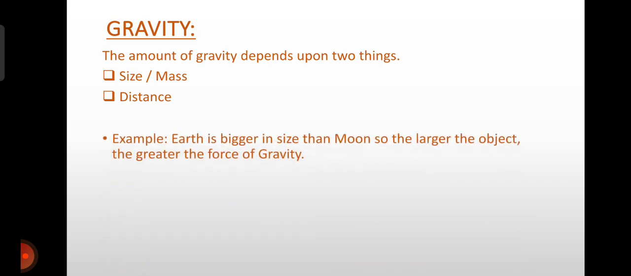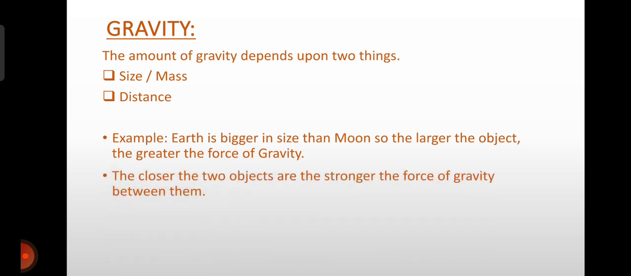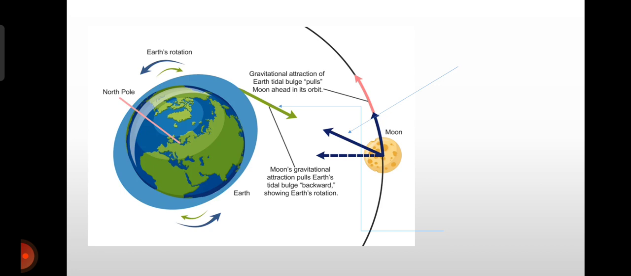Here we will take the example of earth and moon. Earth is bigger in size than moon. So the larger object has the greater force of gravity. The closer the two objects are, the stronger is the force of gravity between them. We will study this with the help of an example.